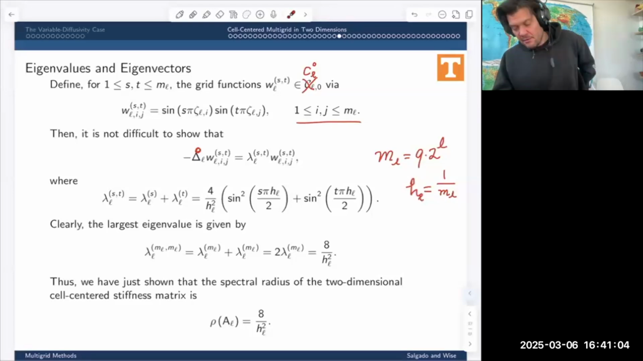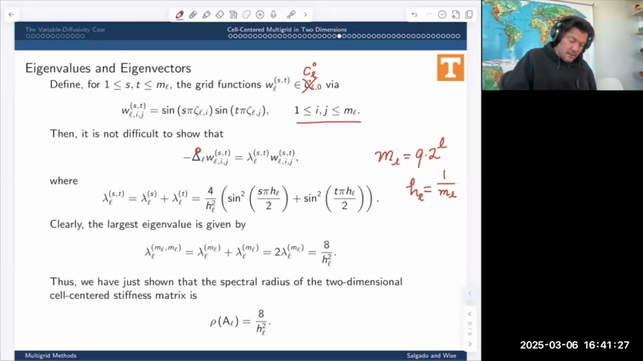This is exactly what we expected from 1D, and 2D is similar. As I said, the 2D largest eigenvalue is going to be 8 over HL squared. The 3D is going to be 12 over HL squared, so it scales like that. And if you're interested in high order Laplace equations, we can theorize that the largest eigenvalue is going to go like d times 2 over HL squared, where d is the number of dimensions that we have.